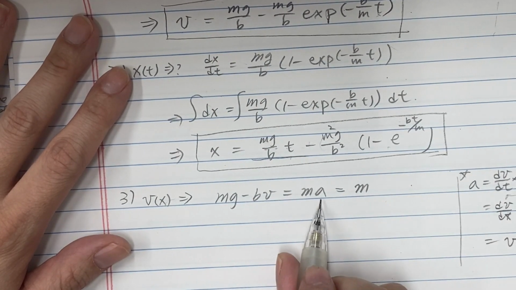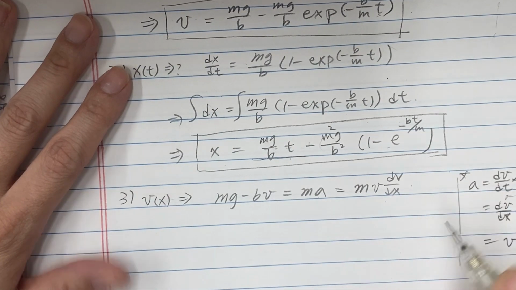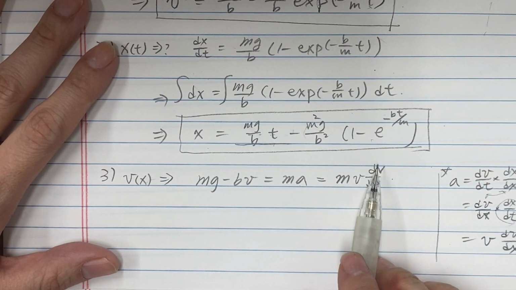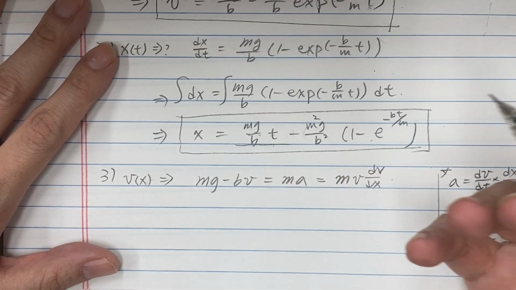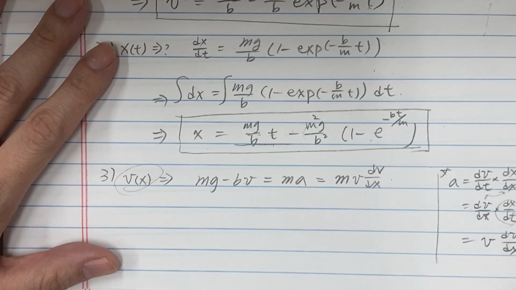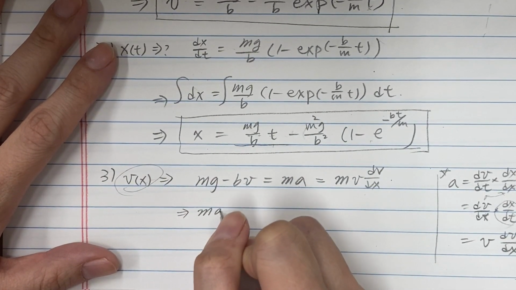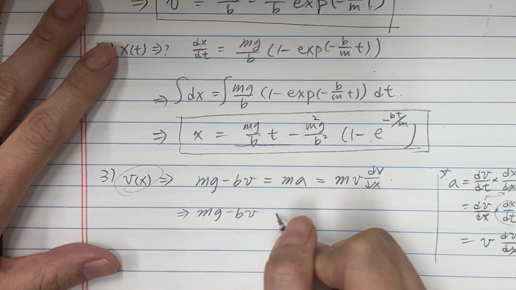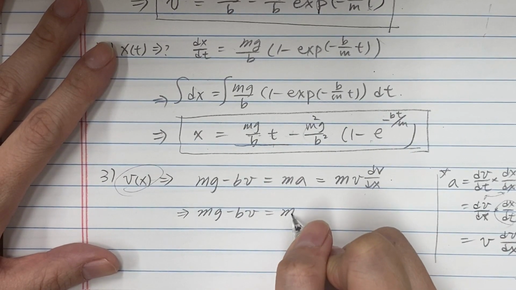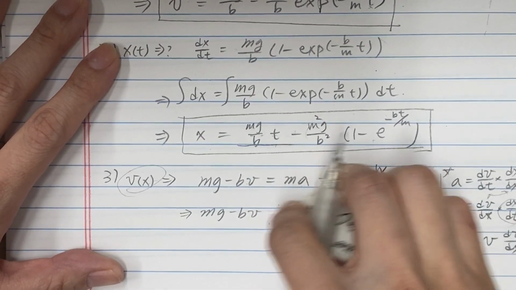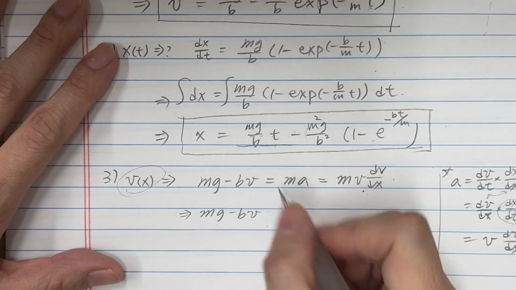Okay, so I'm going to replace my a with v dv over dx, and then now you can see I have an equation with only v and x. So whatever I work out here, that will be the answer we are looking for. Okay, so let me do it step by step, so that we have more chance to practice. So mv. Let me first move this dx to the left hand side.